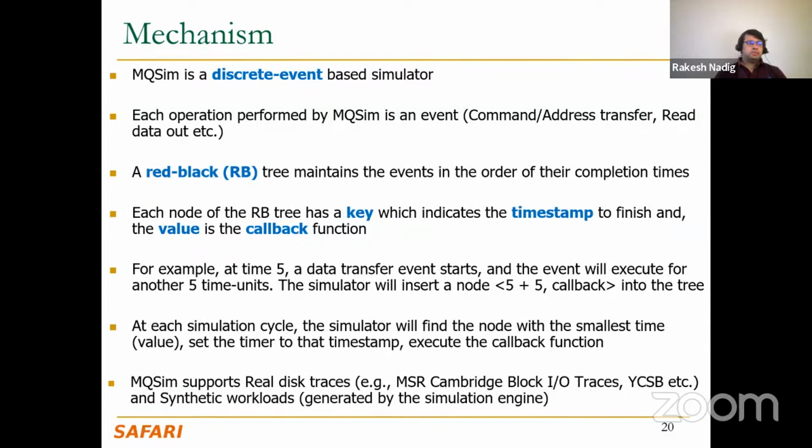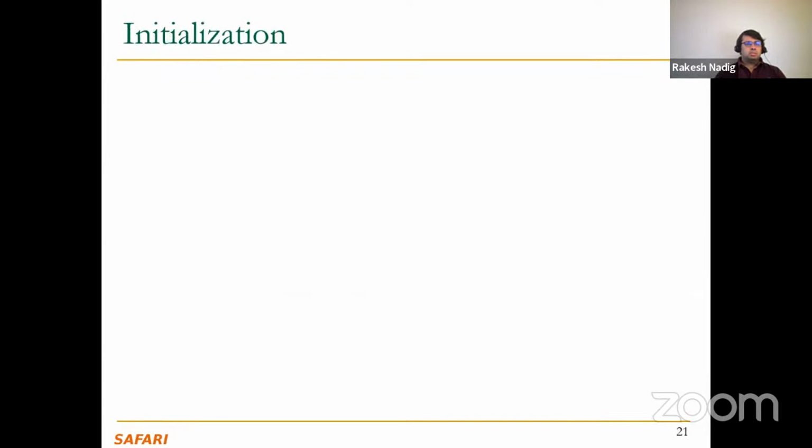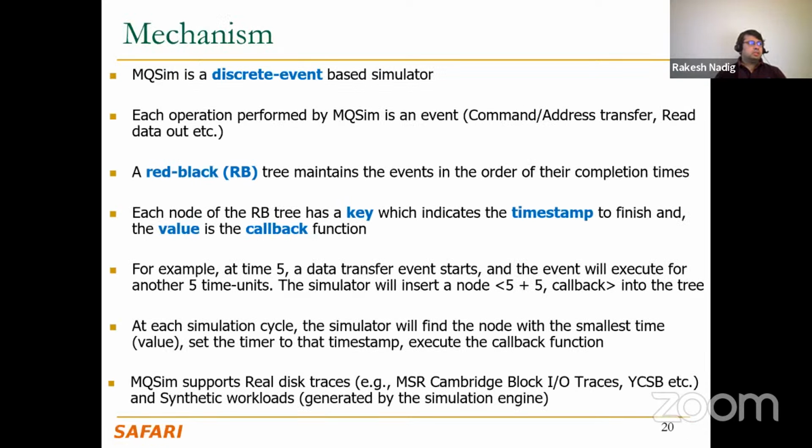The simulation engine works like this, and MQSim can support real disk traces from sources like MSR, Cambridge, block IO traces, or YCSB, and it can also generate its own traces, which are called synthetic workloads. So this is the basic mechanism of the simulation engine.